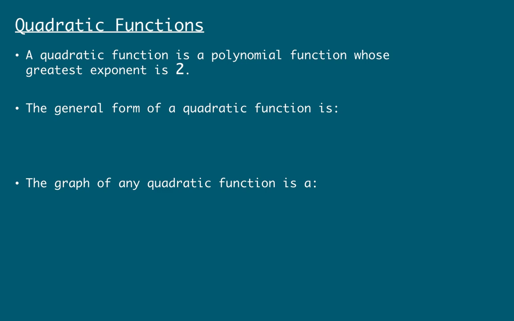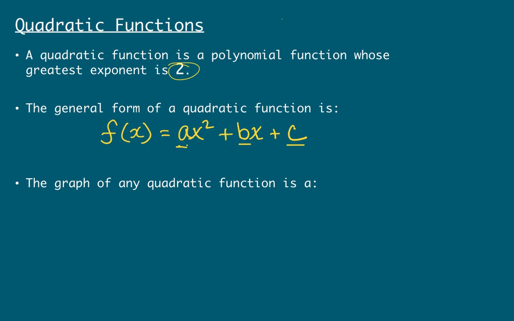So first of all, let's look at quadratic functions. A quadratic function is a polynomial function whose greatest exponent is a 2. The general form of a quadratic function is f of x equals ax squared plus bx plus c, where a, b, and c are constants, and a is not equal to 0. So these values are constant, and a is not equal to 0.